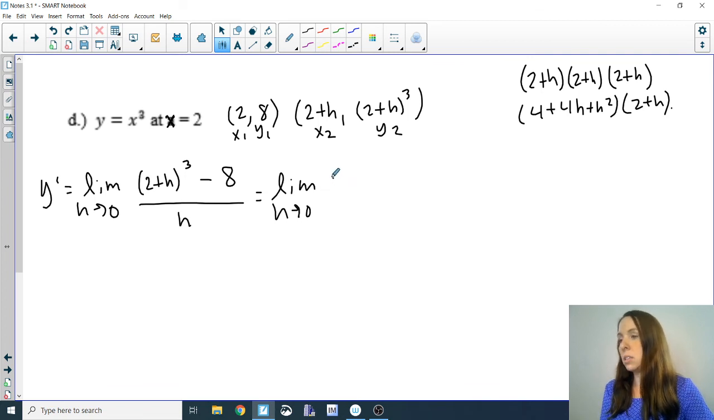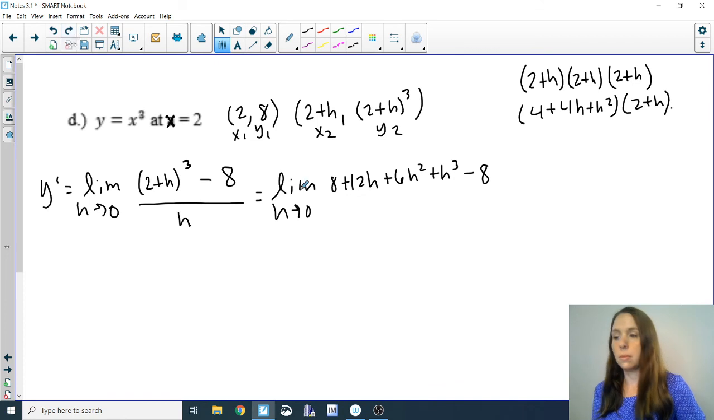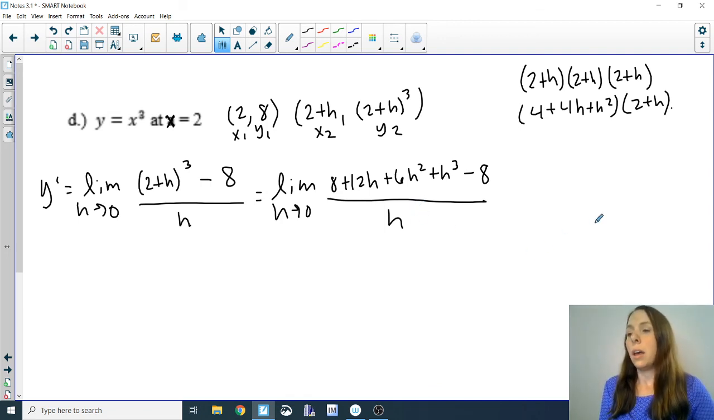You get 8 plus 12h plus 6h squared plus h cubed. There's a minus 8 from over here, and there's an all divided by h. Ooh, look at that cute fraction bar. Called an integral fraction. No, it's not. All right. And now that that was probably the trickiest or most tedious part of this, we're ready to just do this kind of stuff.